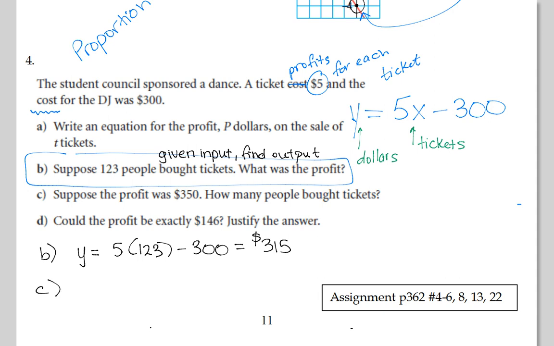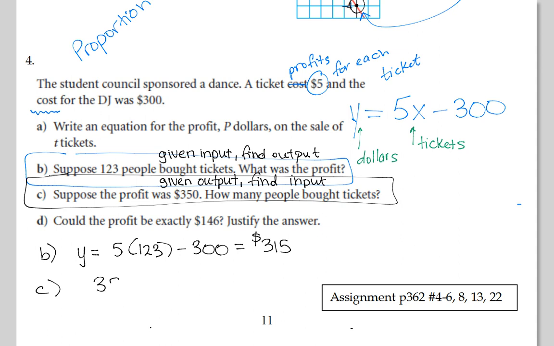Now look at question C. Remember how math is always about the reverse? You do something one way, could you go backwards and do it the other way? What did they give us this time? Are we given the input this time? No, what are we given? The output. And then you have to find the input. So where do I put the output? At y. Very nice. So 350 equals 5x minus 300.